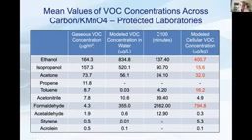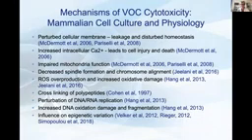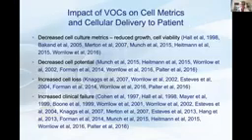So we've run these algorithms on the most common list of VOCs that have been identified across carbon and potassium permanganate protected IVF laboratories. Once within the embryo, there are a number of leading publications that have identified the impact of particular VOCs on the mammalian cell, whether it be perturbing the cellular membrane, causing an increase of intracellular calcium, impairing mitochondrial function, et cetera. And I'm happy to share any of these, as well as the impact on cell metrics and cell delivery to the patient.